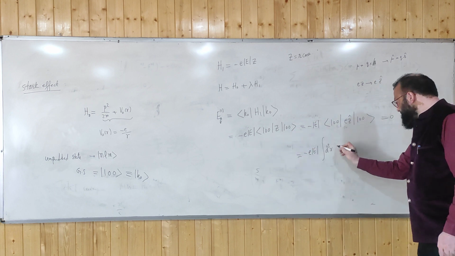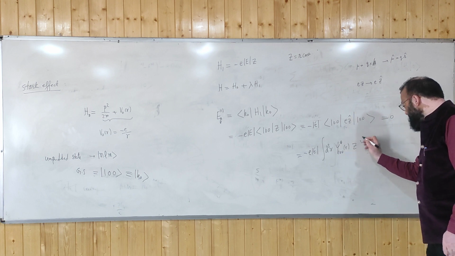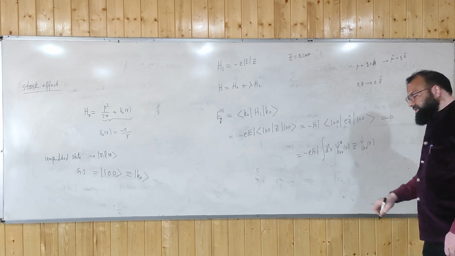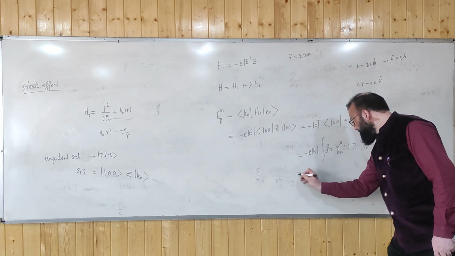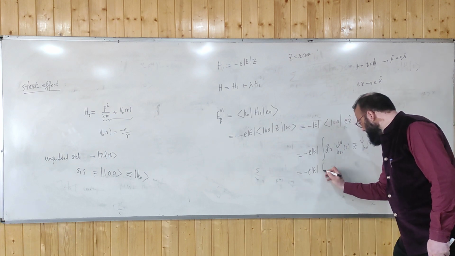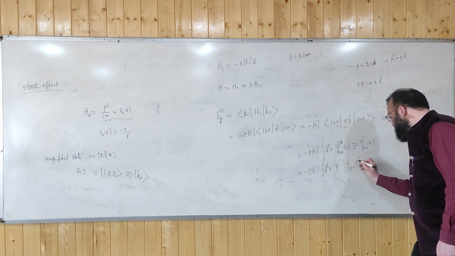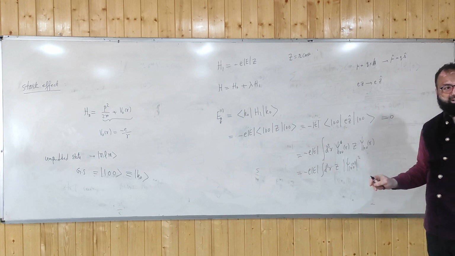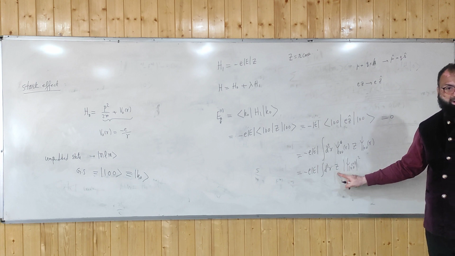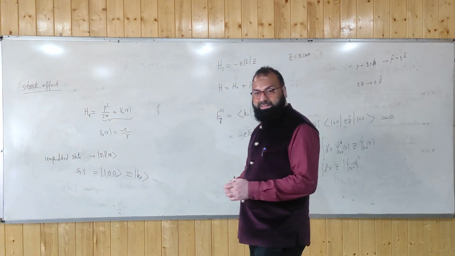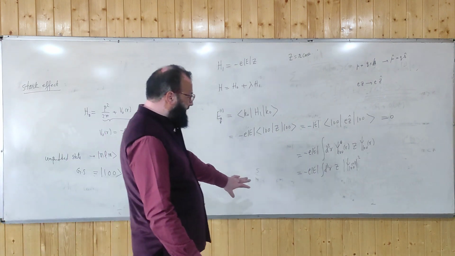So you can write it like this: ψ*₁₀₀(r) z ψ₁₀₀(r). ψ₁₀₀ is the ground state. Clear? And you can write it as minus e magnitude of E, ∫d³r z |ψ₁₀₀|². Clear? So the ground state of the hydrogen atom possesses even parity, and z has odd parity. Odd and even, the integration over the entire space yields you 0. Clear? So by that argument, this is again 0.